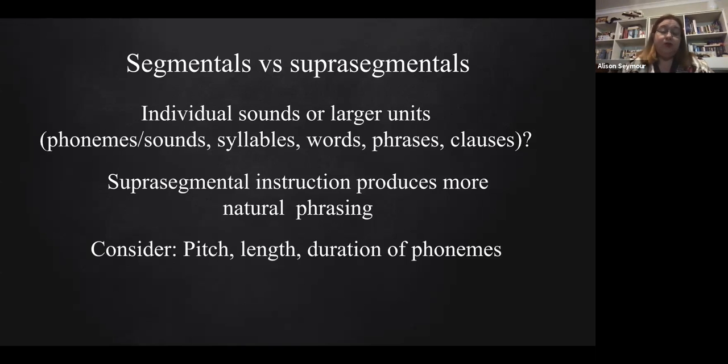I should have had volume in there as well, because with our stressed and unstressed syllables in English, the stressed syllable usually has a higher pitch. It has a longer length, but it also is pronounced at a higher volume than the unstressed syllables. And this is something that needs to be explicitly taught to a lot of students from Southeast Asia.